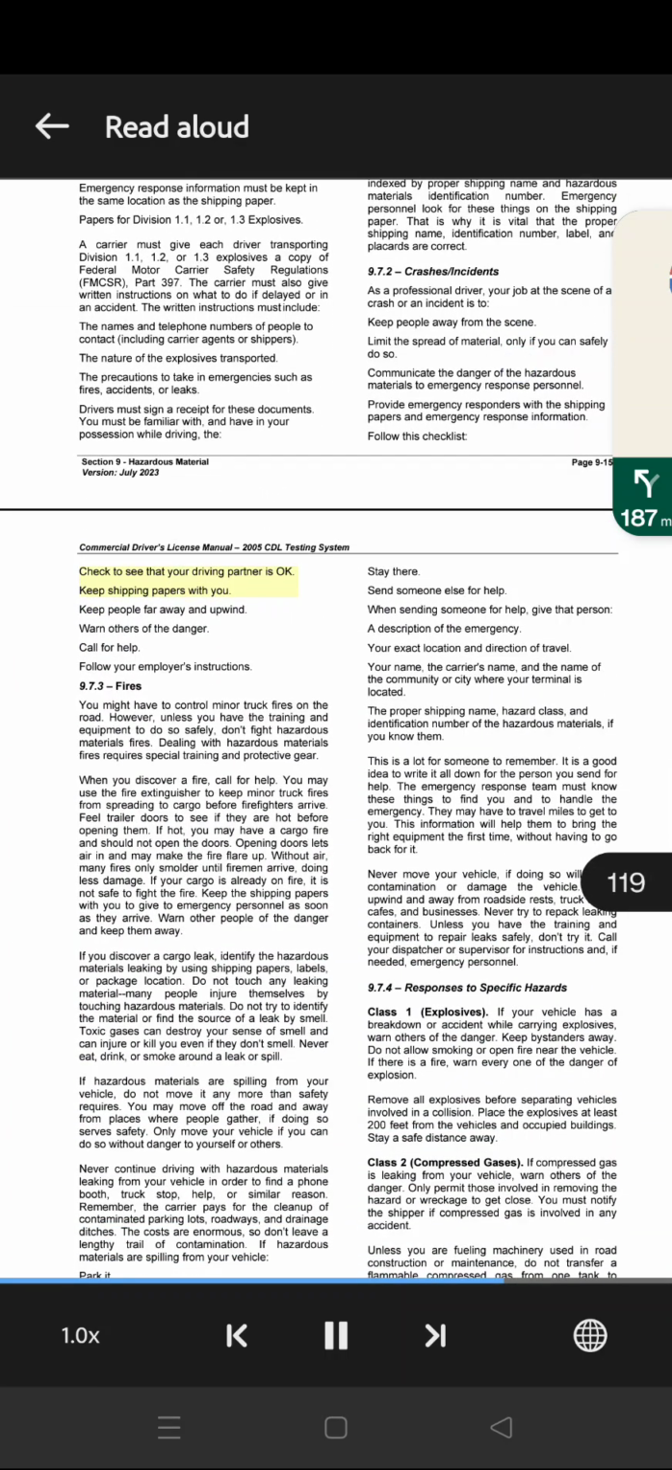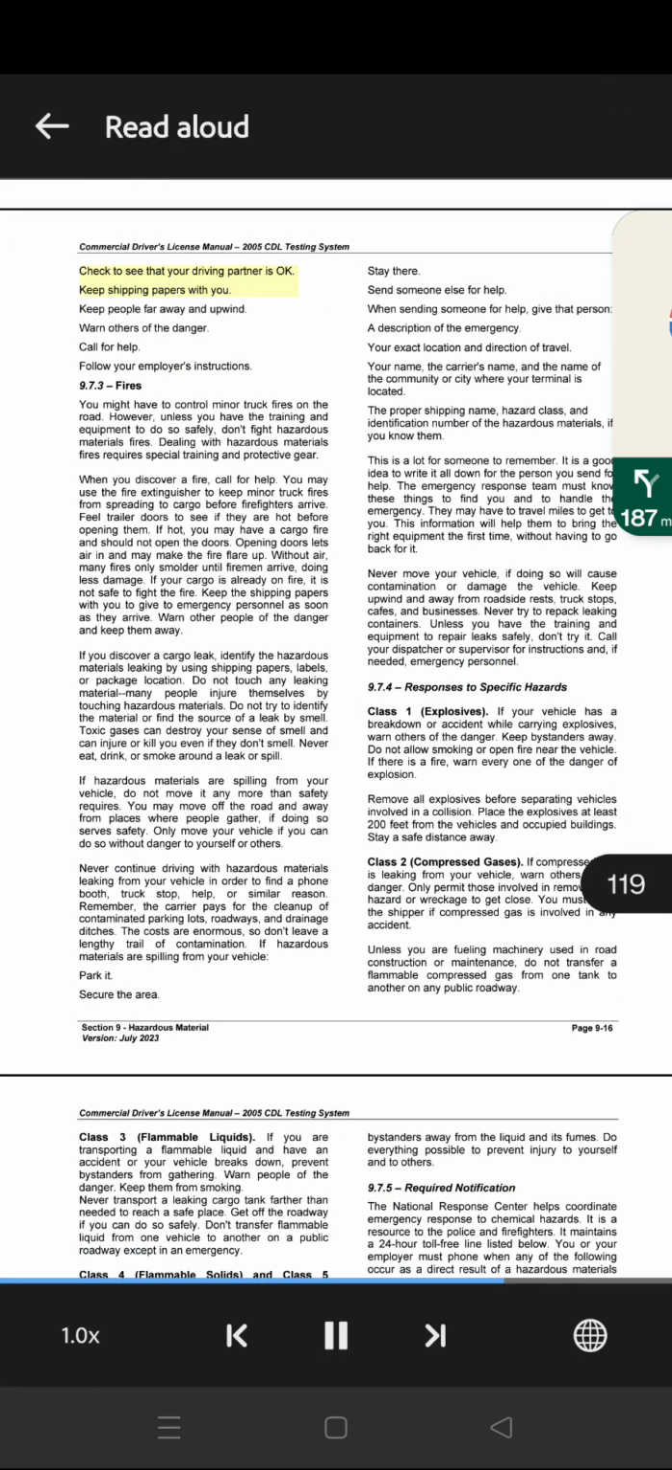Check to see that your driving partner is okay. Keep shipping papers with you. Keep people far away and upwind. Warn others of the danger. Call for help. Follow your employer's instructions.